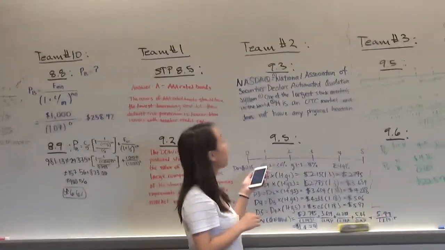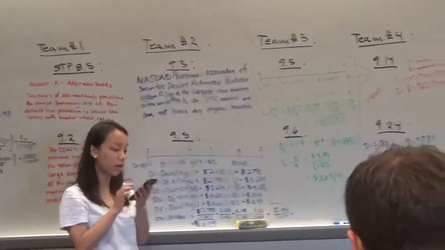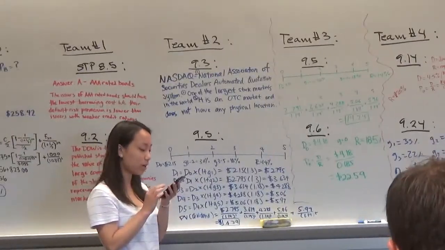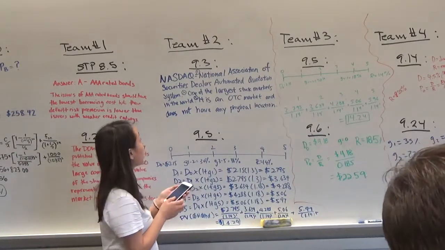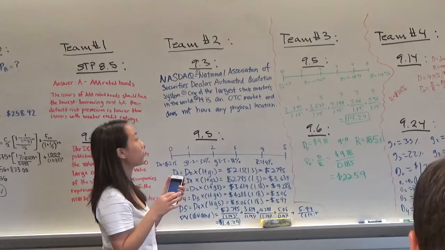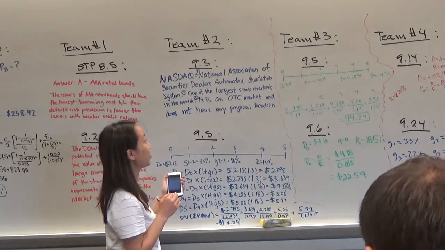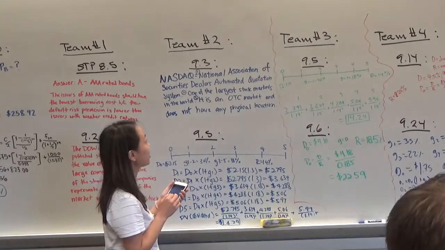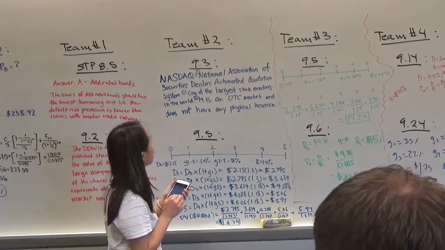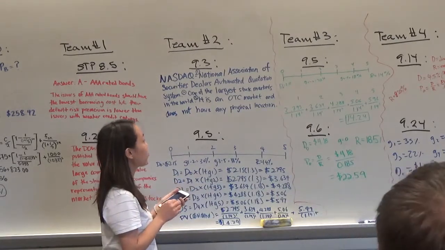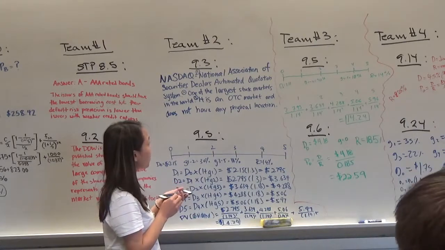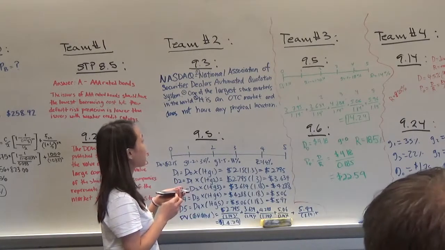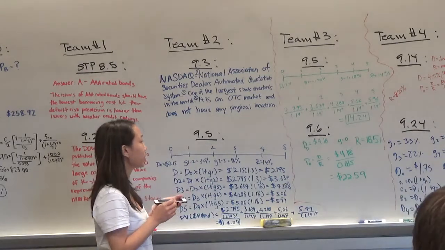I'm doing 9.3 and 9.5. So 9.3 is a question asking what NASDAQ stands for and what NASDAQ is. It is a short version of the name National Association of Securities Dealers Automated Quotation System, and it's one of the largest stock markets in the world. It is an OTC market and does not have any physical location.